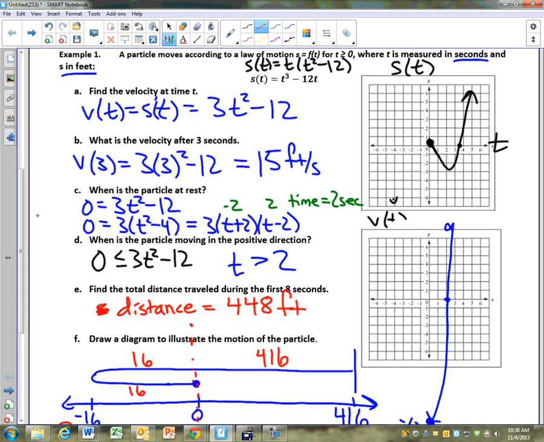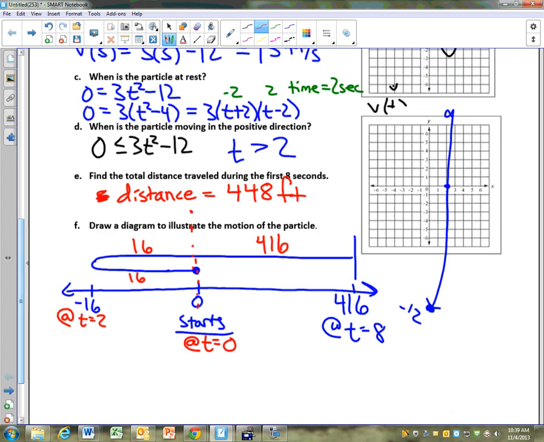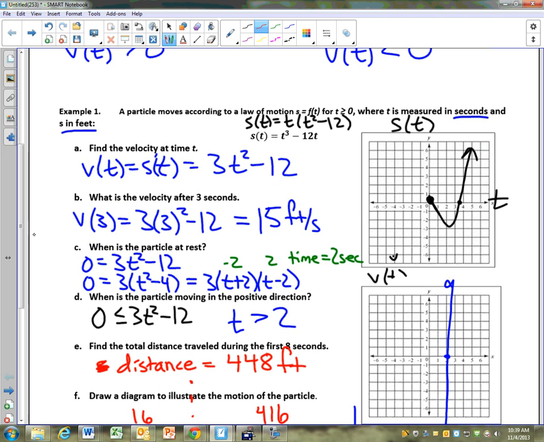Let's review, everybody. Okay, real quick. How do you find the velocity? You take the derivative, okay? In order to find out what the velocity was at 3 seconds, we plugged in 3. In order to figure out where the particle is at rest, you take which function? The derivative function, or the velocity function, set it equal to 0. When is the particle moving in the positive direction? You have to look at the graph and see where it's above the x-axis. Find the total distance. You have to find your starting point and the points where you change direction. Do you plug your times into velocity or into the position function?